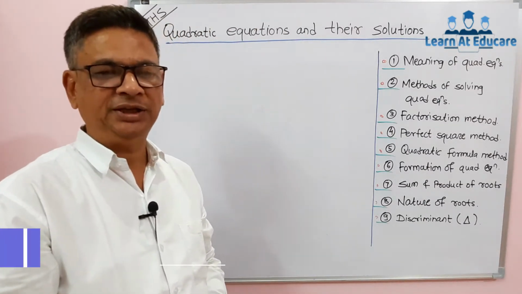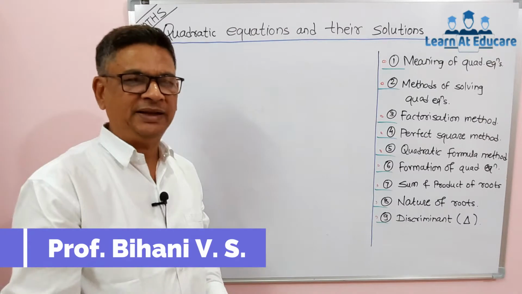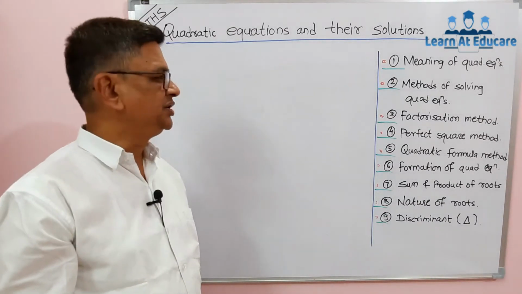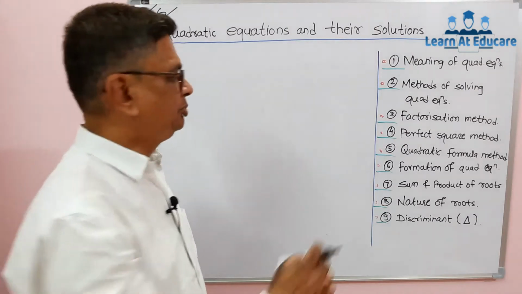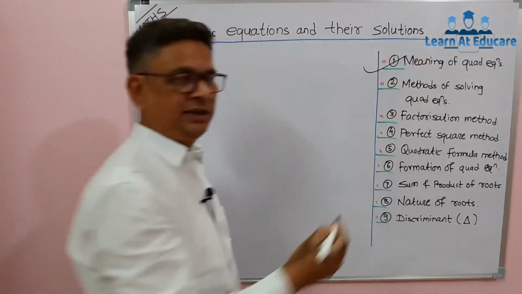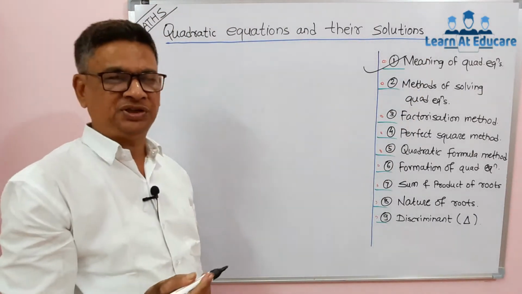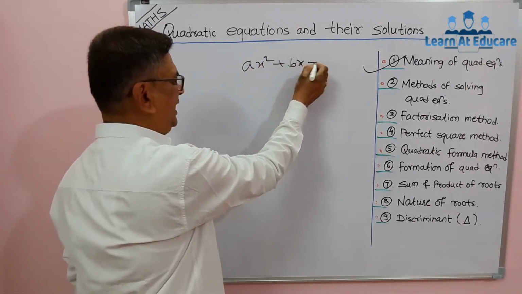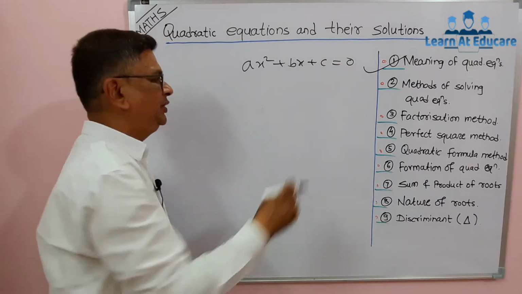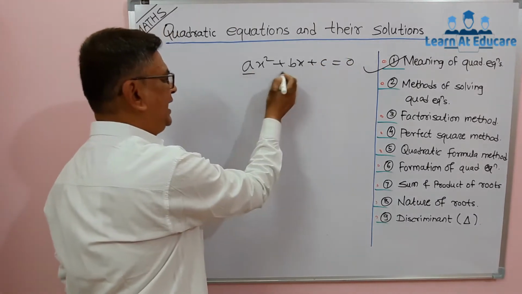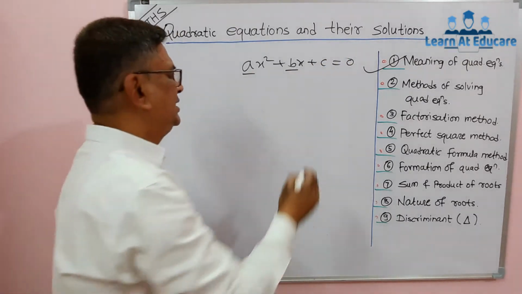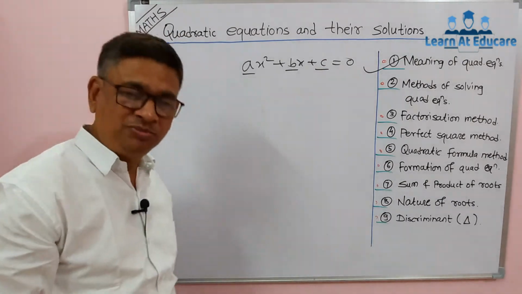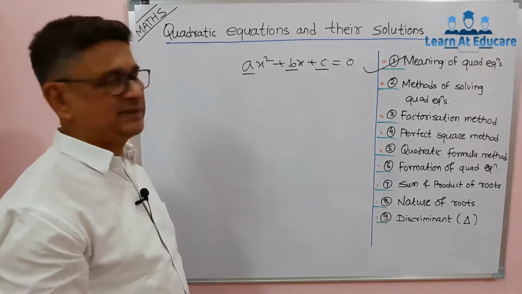This is Bihani, and today in this mathematics section we are going to see what is meant by quadratic equations and how they are solved. So the first part is the meaning of quadratic equation. A quadratic equation is an equation in general of this type: ax² + bx + c = 0, where a, b and c are constants. a and b are respectively, as you observe, the coefficients of x² and x.